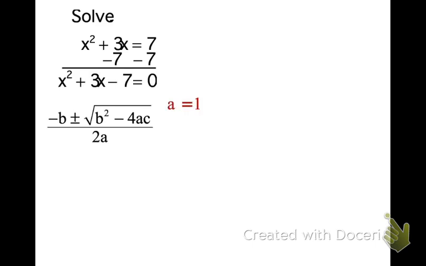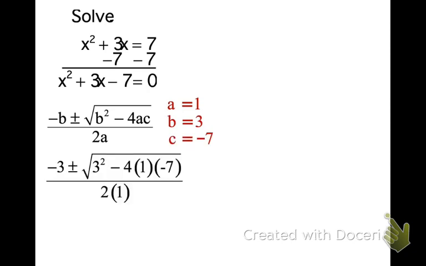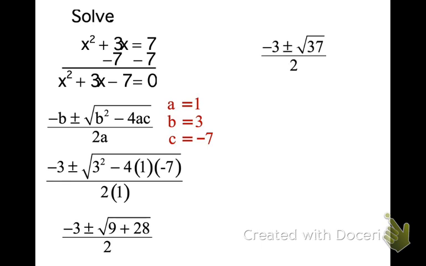So before we can do our quadratic formula, we have to put it in standard form. Subtract 7 from both sides. Now I can find my a is 1, my b is 3, and my c is negative 7. So I'm doing 9 plus 28 over 2. If they don't tell me to estimate it, I'm going to leave it in reduced radical form. So 9 and 28 is 37. So it's negative 3 plus or minus root 37 over 2.